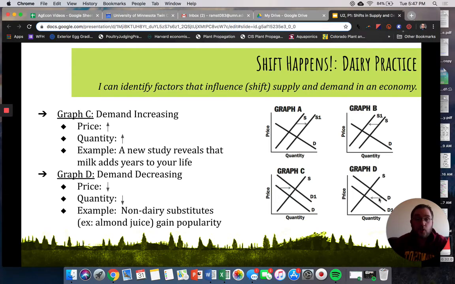So price goes down, quantity goes down, and an example would be non-dairy substitutes like almond juice or soy juice gaining popularity on the market or within a sub-market of individuals like teenagers or males, females, whatever. Like if it gains popularity in one of those sub-markets or those groups of people, it can have a very big implication on the entire dairy market as a whole. So hopefully this example about dairy showed you how things can be affected on the supply and demand side of things, whether that be increasing or decreasing.